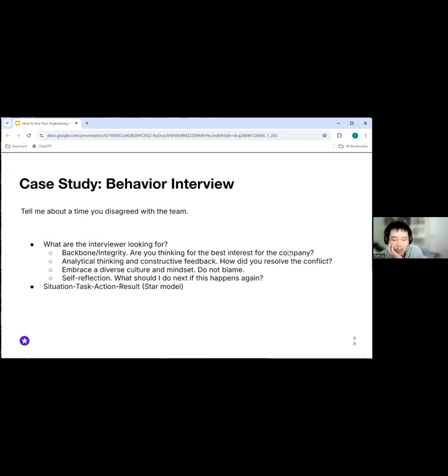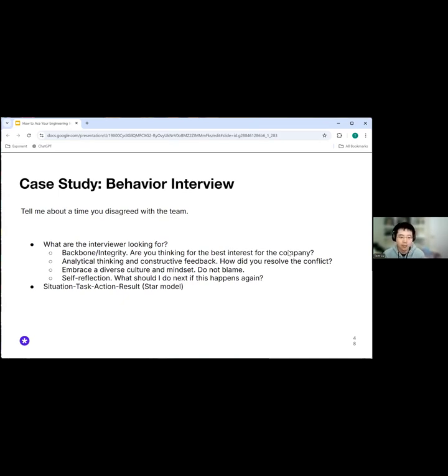Lastly, the last case study here is a case study for a behavioral interview. The question is, tell me about a time you disagreed with the team, right? In an academic setting, the team can be your professor, or your teammates and classmates who are doing the same project with you, right? So what is the interviewer looking for in this case? For example, they are looking for whether you have backbone and integrity, right? Are you thinking about the best interest of the team?